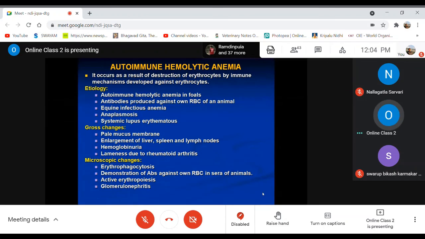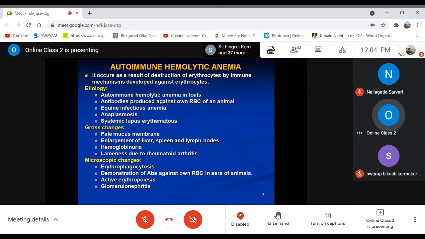And sometimes, in such cases, antibody production occurs against the animal's own RBCs, as we have already discussed. Or it may occur in infectious disease conditions like equine infectious anemia, anaplasmosis, and systemic lupus erythematosus. In such cases also, you may come across this kind of autoimmune hemolytic anemia.